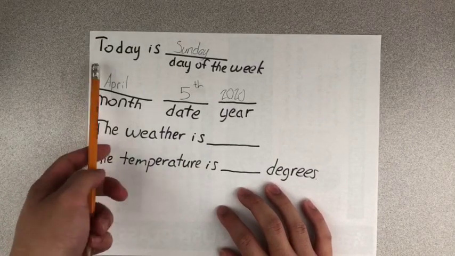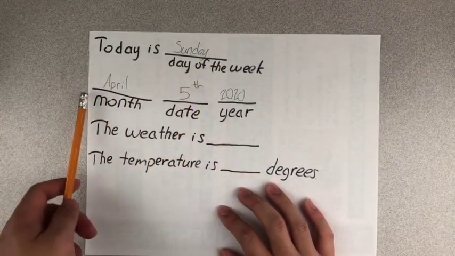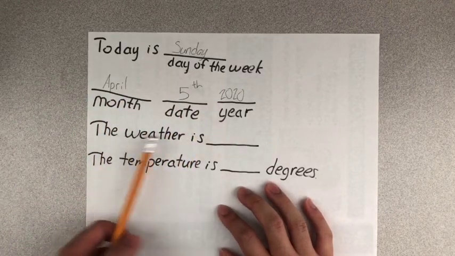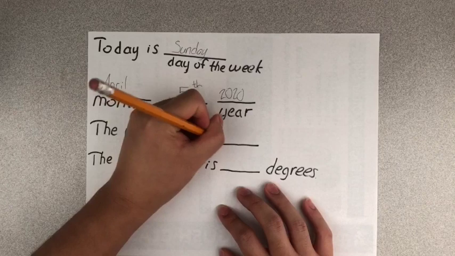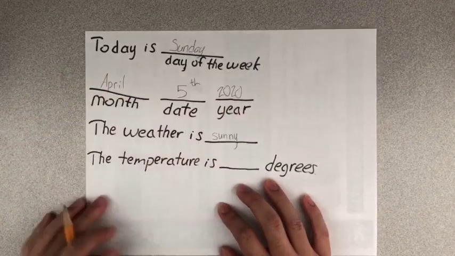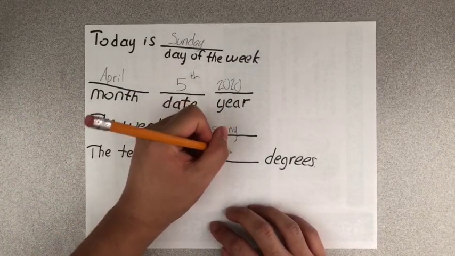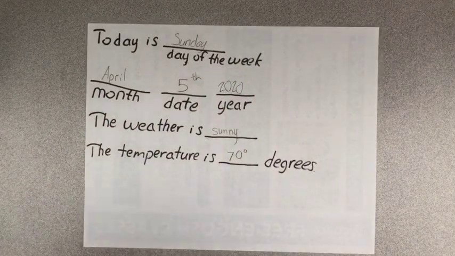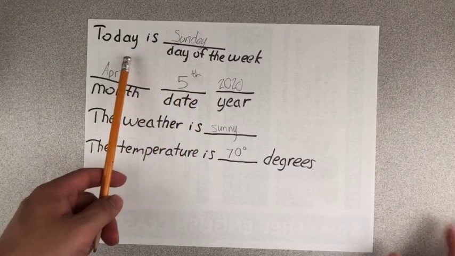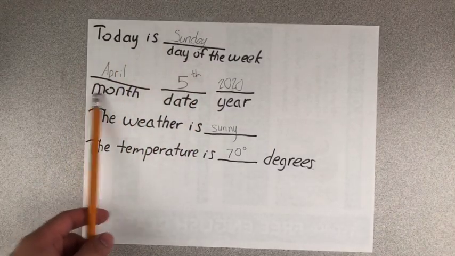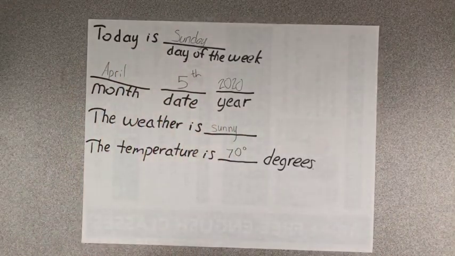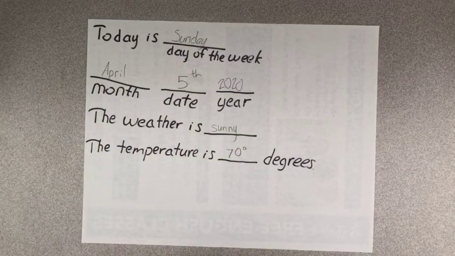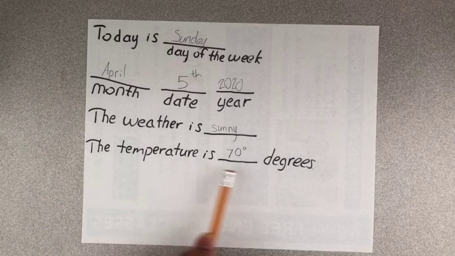What day is today? For me, today is Sunday. The date is April 5th, 2020. The weather is sunny. And the temperature is about 70 degrees. So tell me, what is today for you? What is the date for you? What is the weather? What is the temperature?